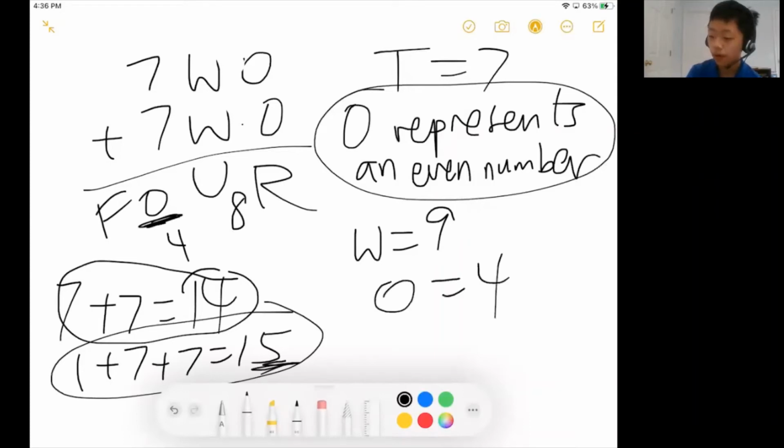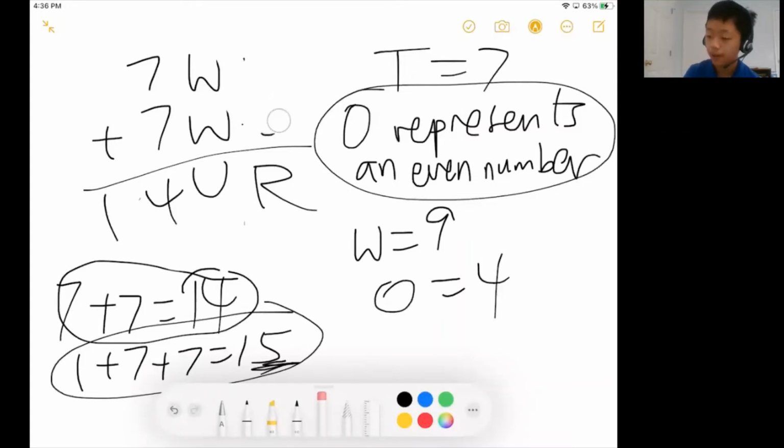And if O equals 4, I can just replace this with a 4, then we can find F is 1, right? Because we carry the 1. 7 plus 7 is 14. And if O is 4, I can replace these O's with 4s instead. And then if we do the addition on the right hand column, 4 plus 4, we can get that R is equal to 8. So we get R equals 8.